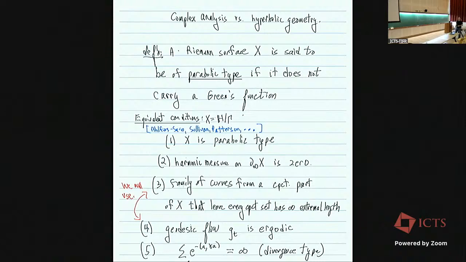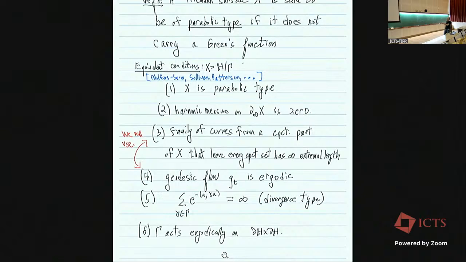It's true that the harmonic measure at infinity is 0, if that helps. That's equivalent to not having a Green's function. In fact, here's a bunch of equivalent conditions for being parabolic type. These are all equivalent, 1 to 5. You start to see the marriage of the hyperbolic geometry and the complex analysis. And so X's parabolic type is equivalent to harmonic measure at infinity being 0.